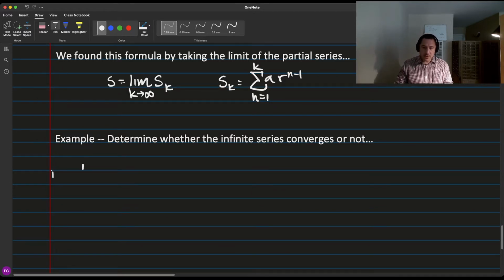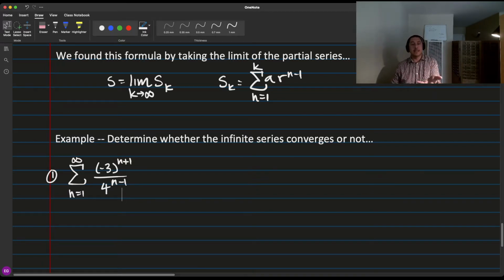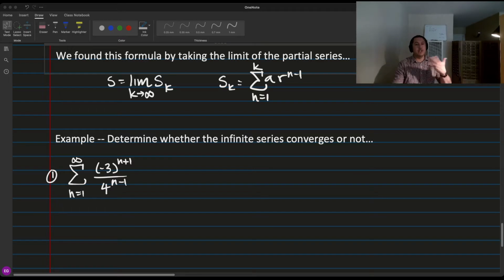So the first one will be the sum from n equals 1 to infinity of (minus 3) to the n plus 1 over 4 to the n minus 1. What's going to happen quite often is that you'll get some infinite series and want to know whether it converges or not. And what will happen is that it's really a geometric series in disguise, and it takes a little bit of work to figure out what's going on.